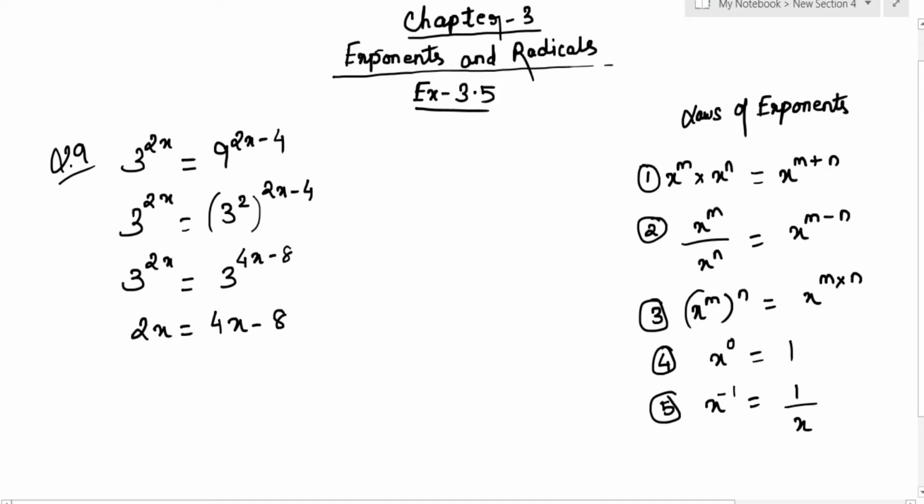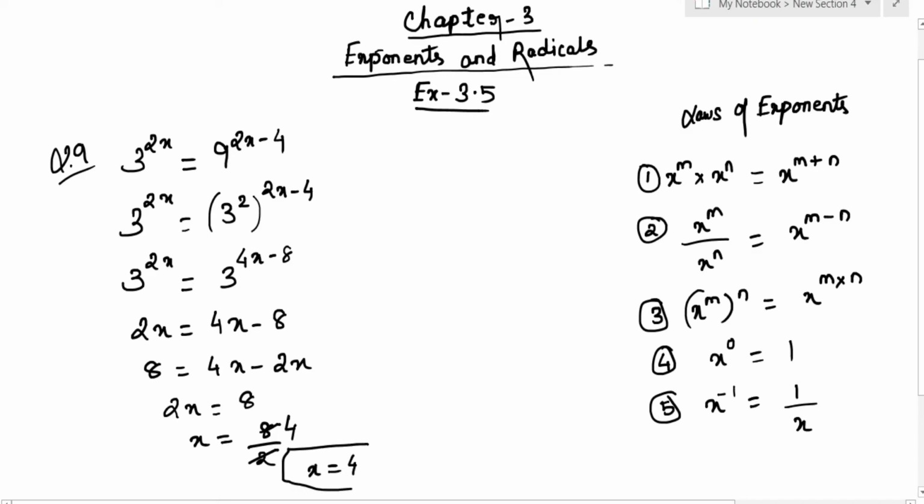So minus 8 will shift this side, it will become plus 8, and plus 2x will shift that side, it will become minus 2x. What is 4x minus 2x? That is 2x is equals to 8. Now into 2 will go that side, it will become divided by 2. 2 4s are 8. So the value of x is equals to 4.